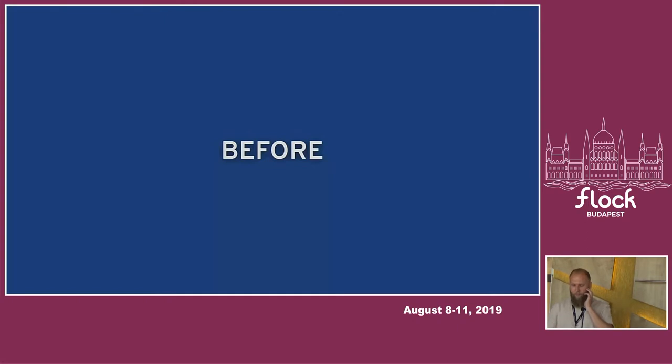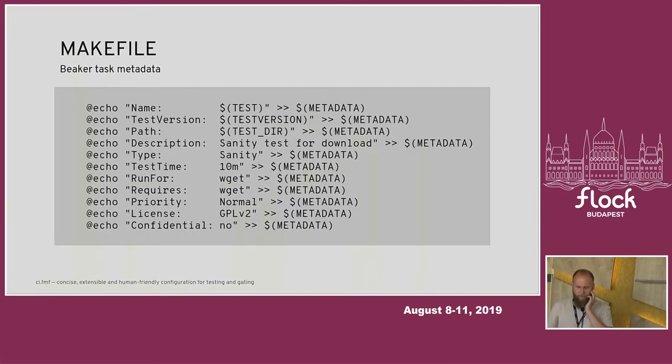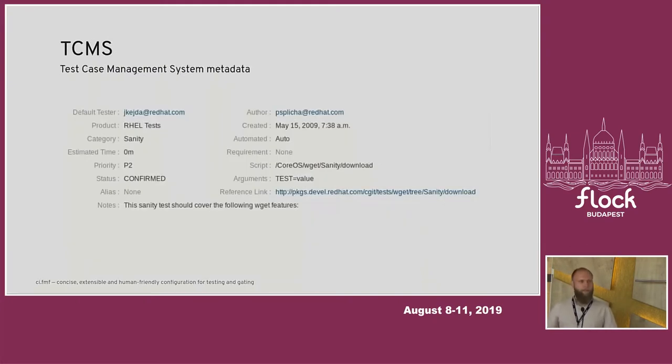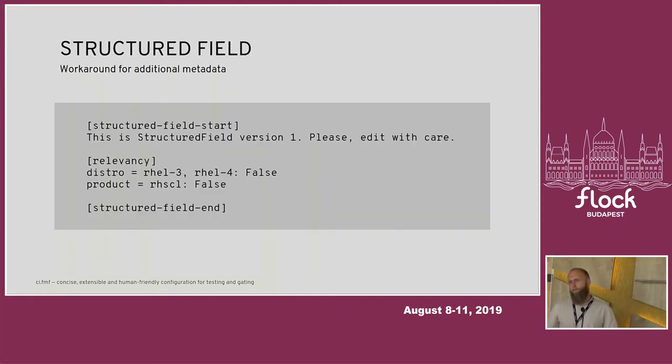Now, how it was before. Internally, we have a kind of metadata for running beakerlib tests in makefiles. It looks like this, and it started like 10 years ago, and we still keep creating these files when creating new tests. And I think this does not deserve any more comment. Another file, purpose, is where you would place some more detailed description of the test. Then another bunch of metadata we have in our test case management system, where some of the data are duplicated, some are additional, and there are some fields which we were missing, so we invented something like a structured field, because it was not possible to add an attribute to the tool, so we invented this workaround. So you see four places where you keep information about the test case.